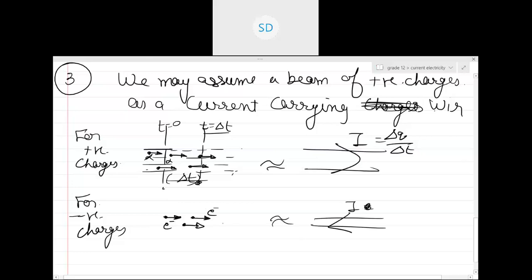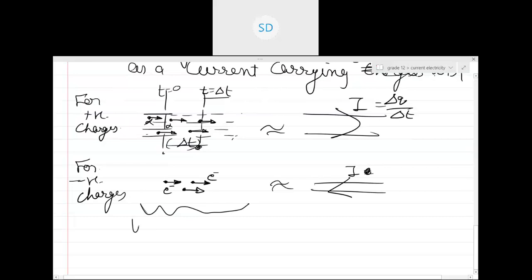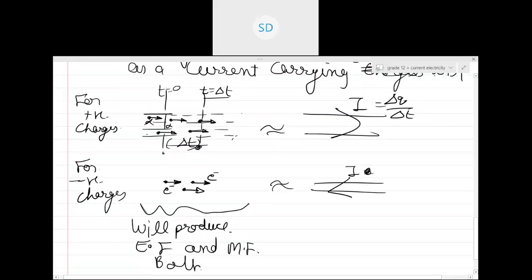Okay, sir. Just what is the difference between an electron beam and this wire? These cases will produce electric field and magnetic field both, whereas these cases will only produce a magnetic field.